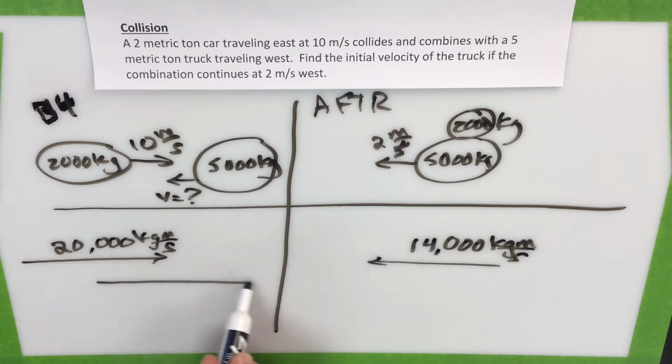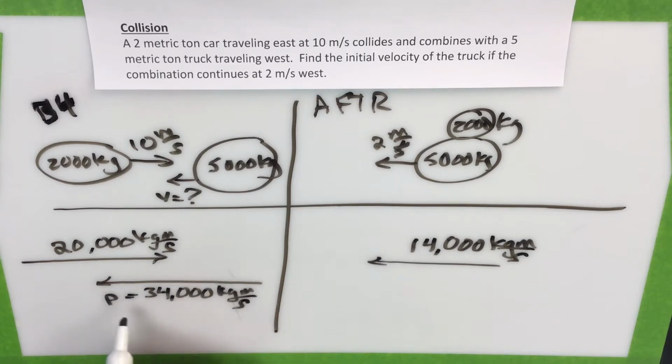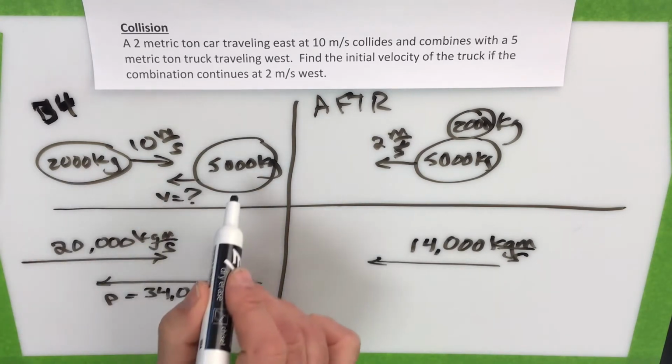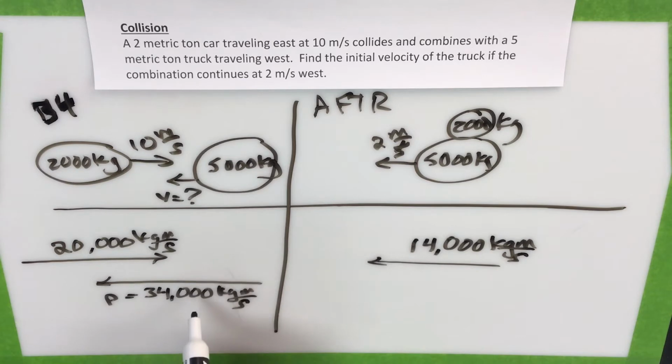Looks like this is going to be 34,000 kilogram meters per second. And that is the final momentum of this object. Now this arrow represents that, this is represented by that arrow.